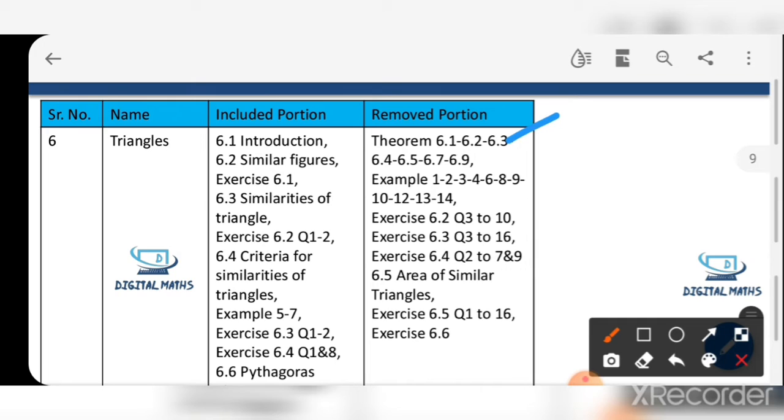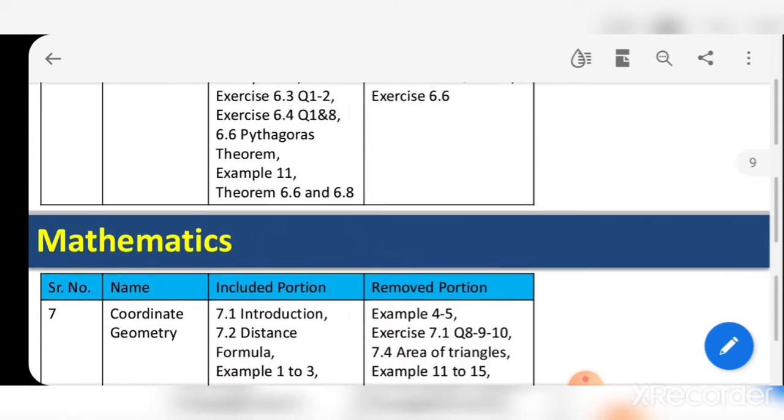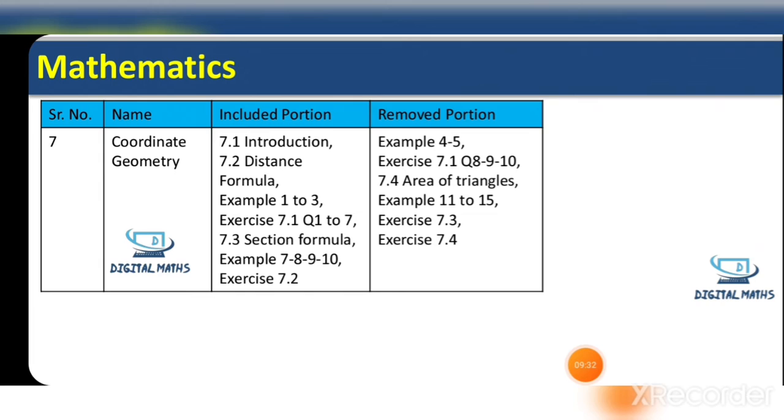Examples 1, 2, 3, 4, 6, 8, 9, 10, 12, 13, 14 are removed. Exercise 6.2, questions 1, 3 to 10. Exercise 6.3, questions 3 to 16. Exercise 6.4, questions 2 to 7 and 9. Area of similar triangles removed. Exercise 6.5, questions 1 to 16 removed. Exercise 6.6 wholly removed.